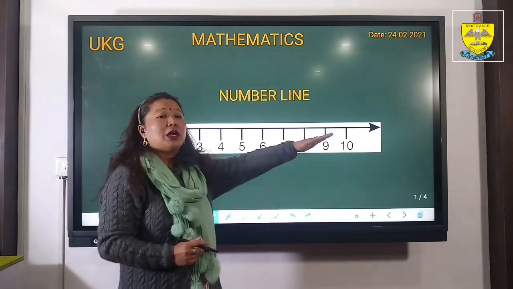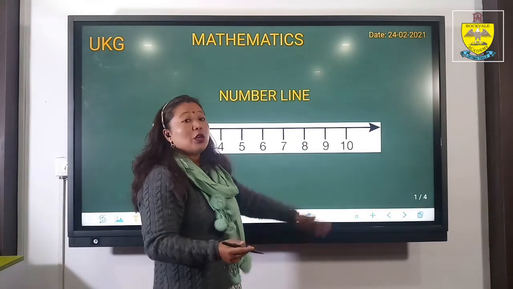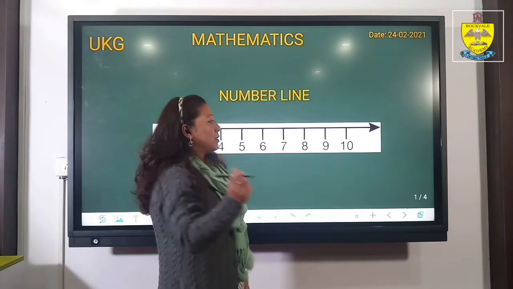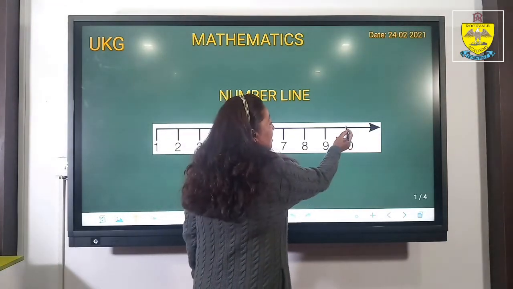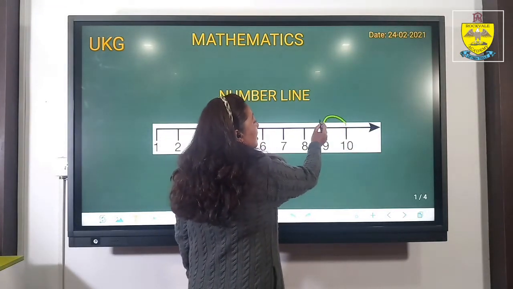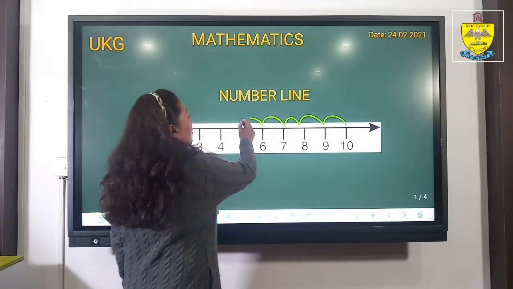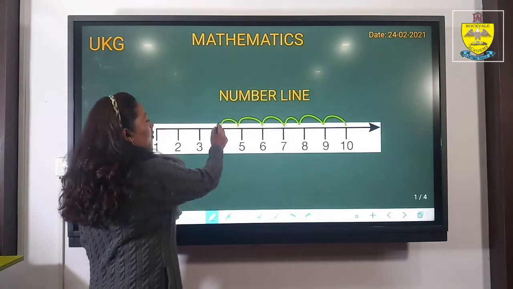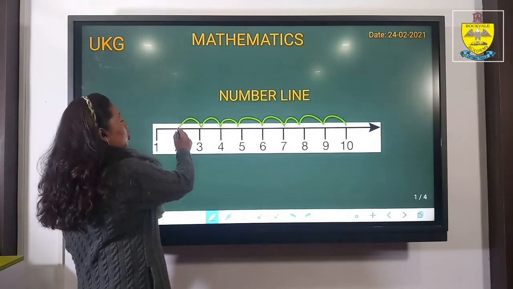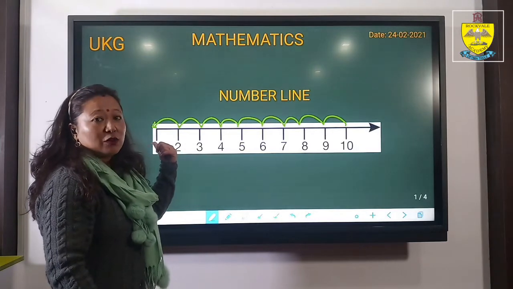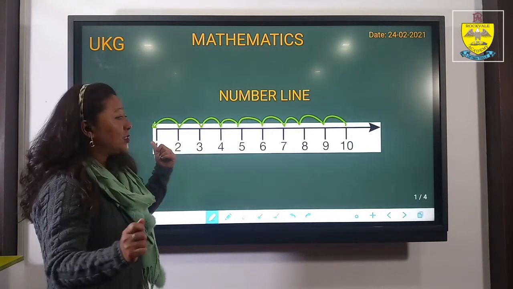This is forward counting. And you also have to know backwards counting. So it's 10, then 9, 8, 7, 6, 5, 4, 3, 2, 1. This is backwards counting. I'm repeating once again.